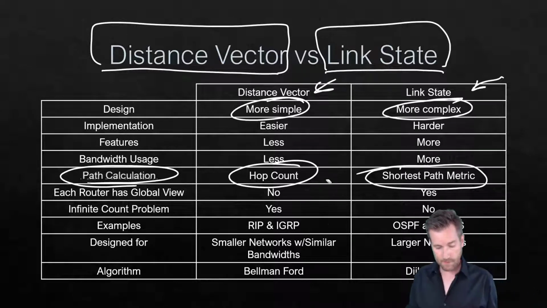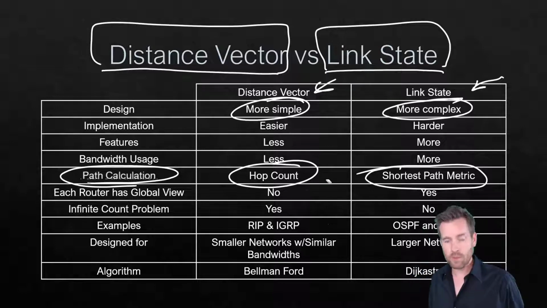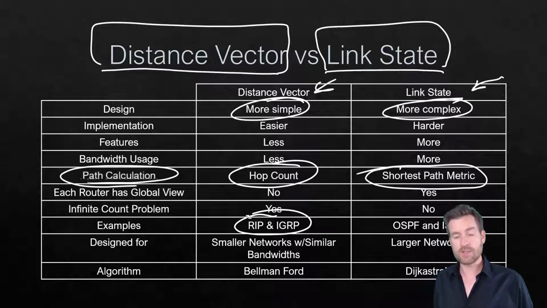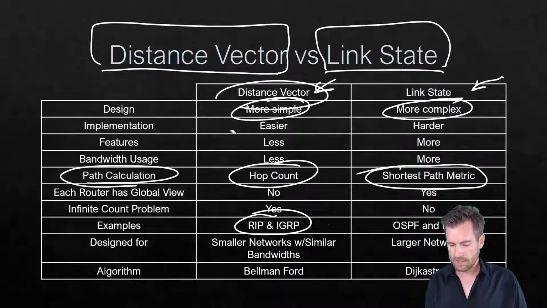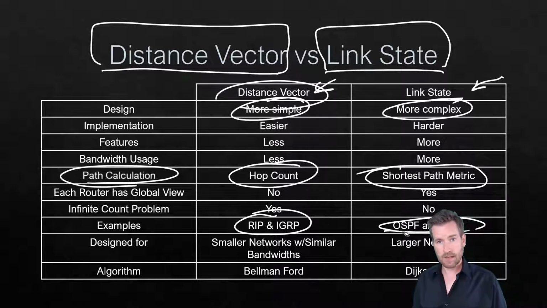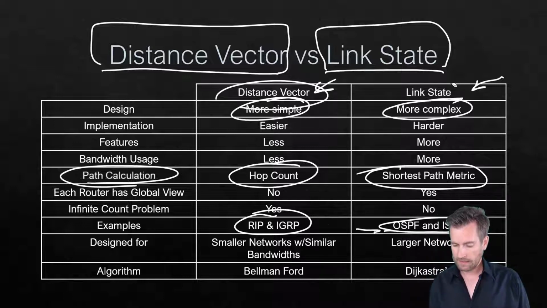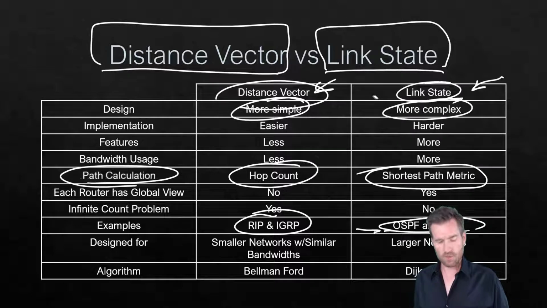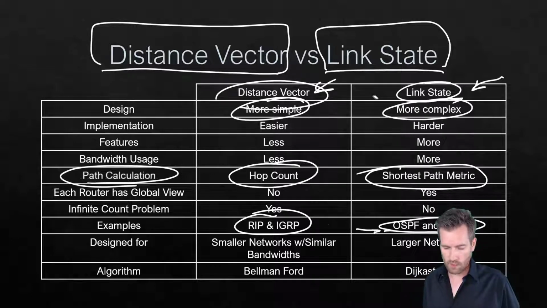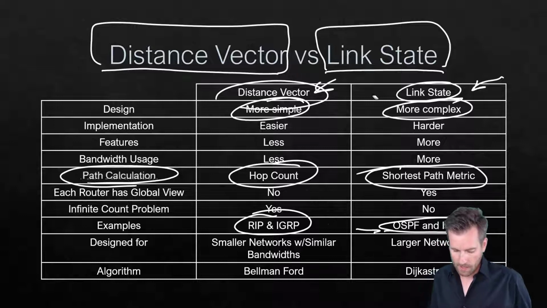There is some other information here. We're not going to get into it all, but some examples would be RIP or IGRP as examples of distance vector, and OSPF and IS-IS as examples of link state protocols. So those are some examples of different protocols that fall within distance vector and link state.